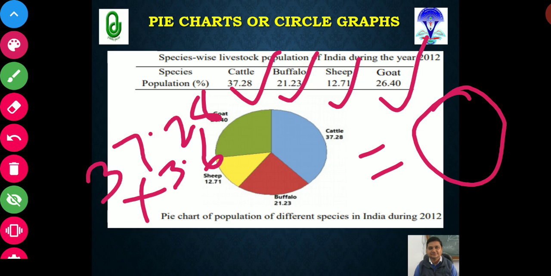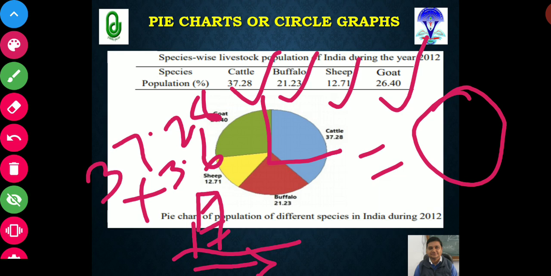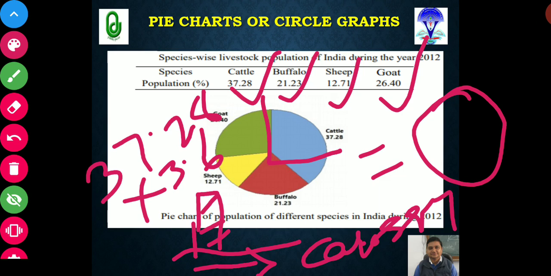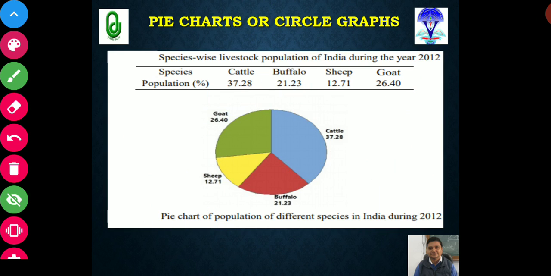Why is it two dimensional? Because this is going in both the x and y directions. That is why the pie chart is a two dimensional graph or diagram, whereas if you see the bar chart, only the y axis is representing the frequency, and the x axis is only representing the category, and there is no numerical value attached to it. That is why the bar diagram is called a one dimensional diagram, whereas the pie chart is known as a two dimensional diagram.